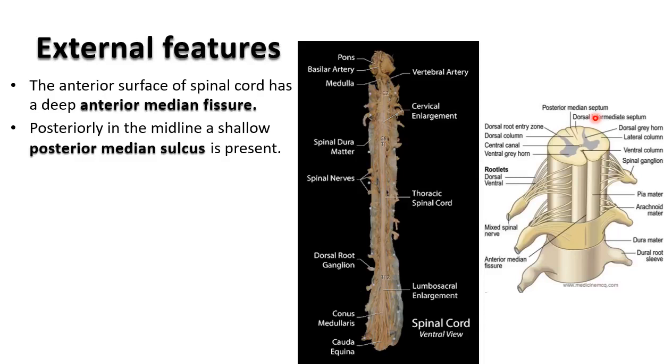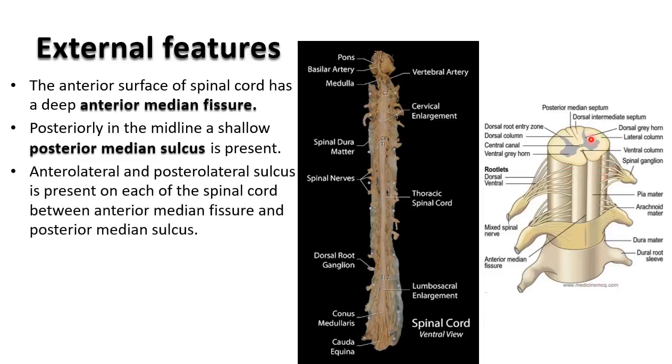So the anterior median fissure and posterior median sulcus you will be able to see in the anterior and posterior midline. Then you also have some sulci, and sulcus means shallow, laterally to this anterior median fissure. They are called the anterolateral sulcus. And then posteriorly also you see a shallow indentation, which is called the posterolateral sulcus.